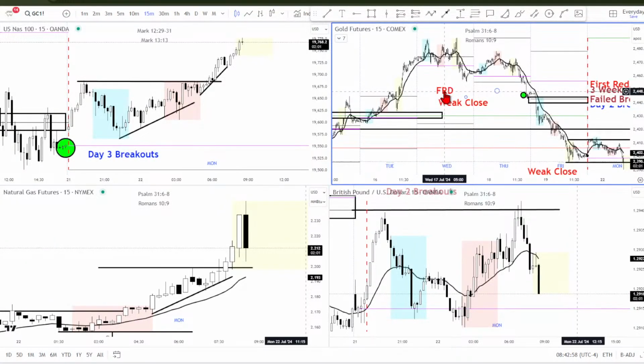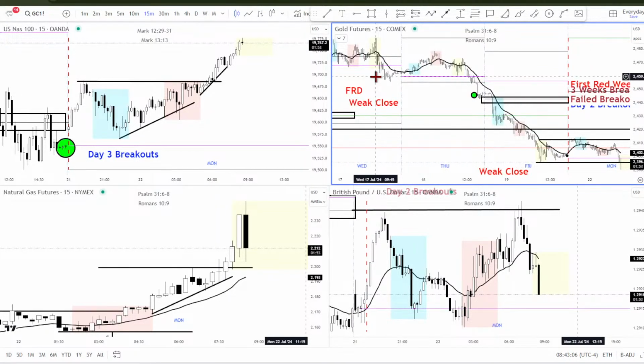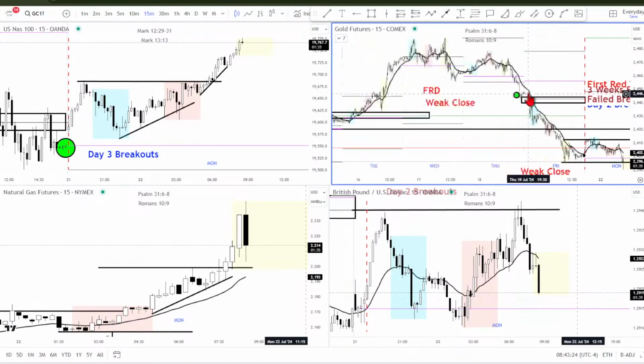If you can count to 3, Stacey would say you can make a lot of money. But first you have to learn to count to 3, okay? Poor jokes. Anyways, day 1, failed breakout high. Did I say that earlier in the video, Caslo, that gold was day 3? I did say that? Oh, my fault.